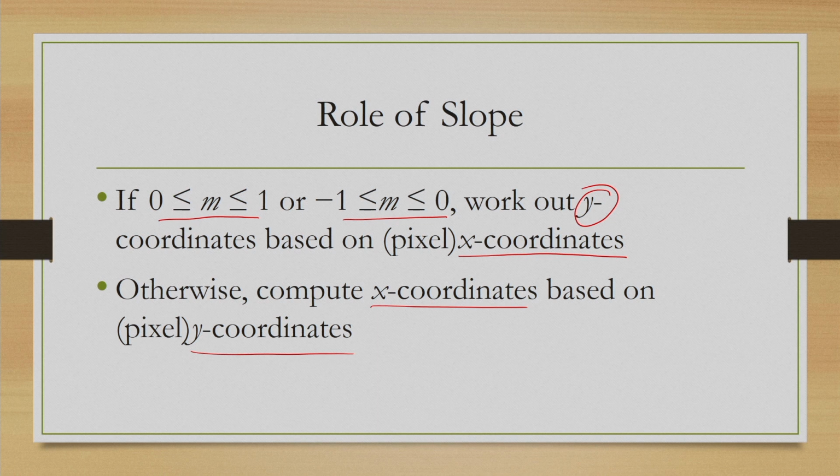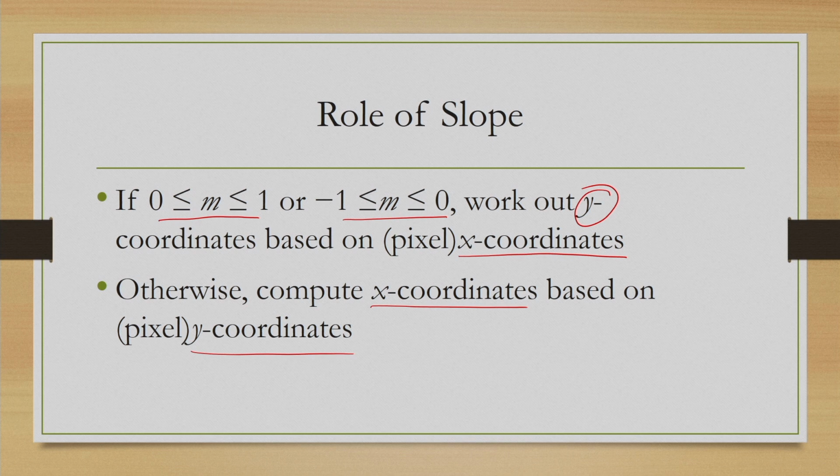So, that is our rule. When m is within the ranges given here, we compute y based on x, where x indicates the pixel coordinates, that means integers. Otherwise, that means when m is not within this range, we compute x based on y, where y indicates the pixel coordinates in integers. So, that is how we make the decision.